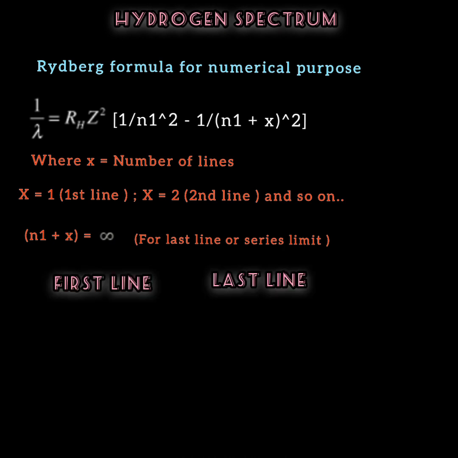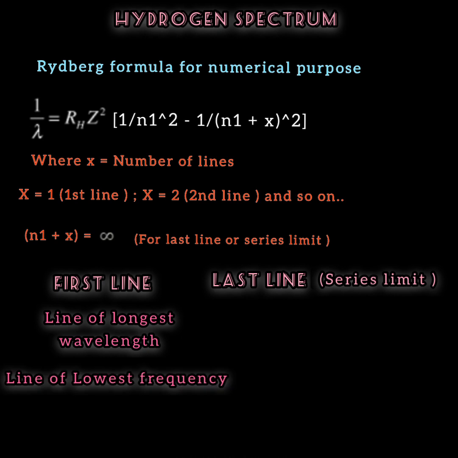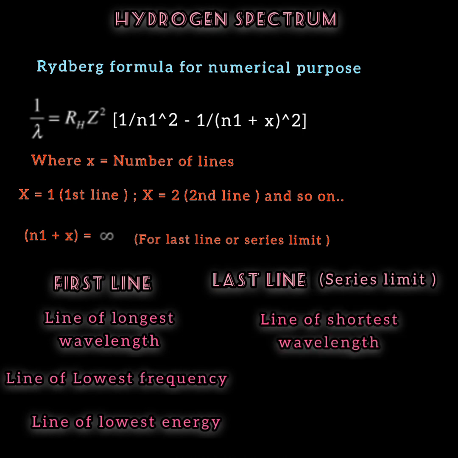First line and last line. Last line is the series limit. First line is line of longest wavelength, line of lowest frequency, and line of lowest energy. Last line or series limit is line of shortest wavelength, line of highest frequency, line of highest energy.